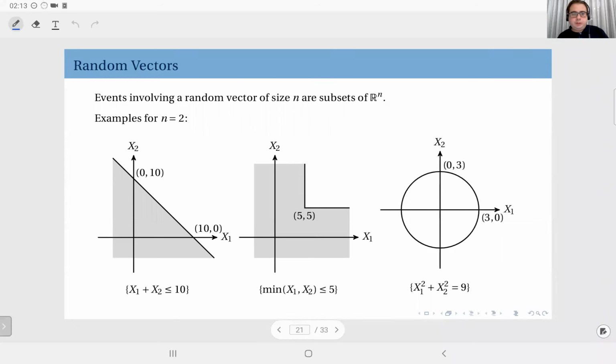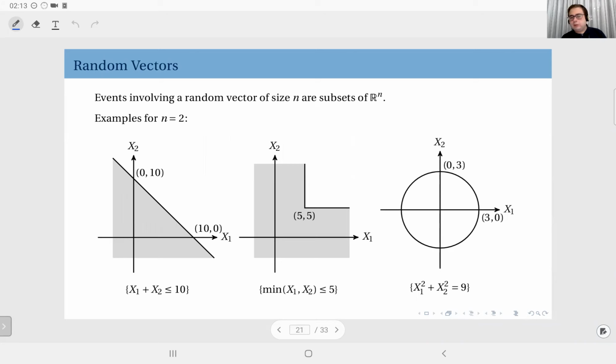Now let's talk about events involving random vectors. In the general sense, events involving a random vector of size n will be subsets of R to the power n, the n-dimensional space, let's say. For random variables, our sample space was the real line. So the events regarding that random variable were subsets of the real line.